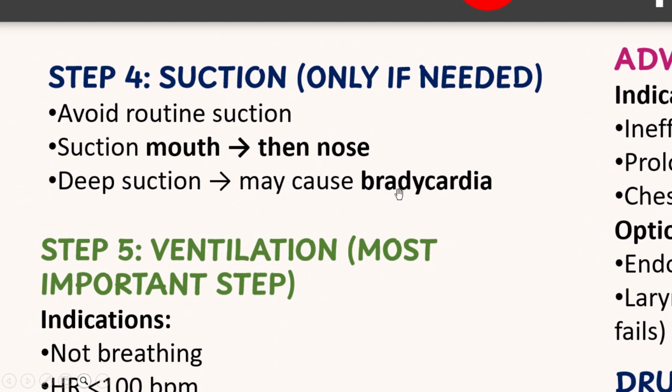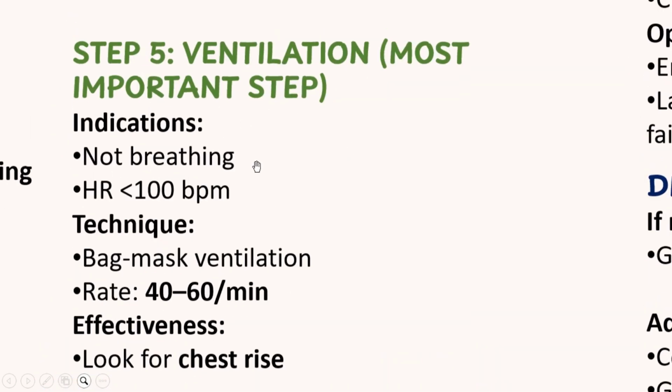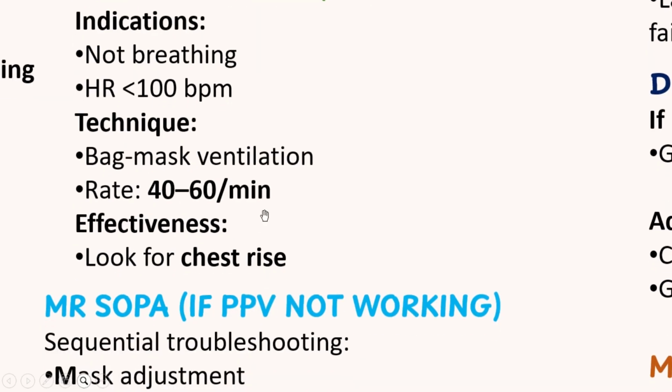And then we do the suction. You want to avoid routine suctioning, as I explained. Suction the mouth and then the nose. And if you go ahead and do a deep suction, you may stimulate the vagus nerve and cause a bradycardia. And you do not want to do that. So ventilation is the most important step. And the indications are if the baby is not breathing or if the heart rate is less than 100. The technique is using bag valve mask ventilation at a rate of about 40 to 60 times per minute. As you're doing this, you're going to look for the rise of the chest. That is how you will know that you are ventilating those lungs very well with a bag valve mask.